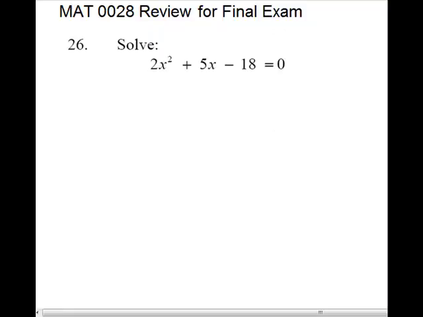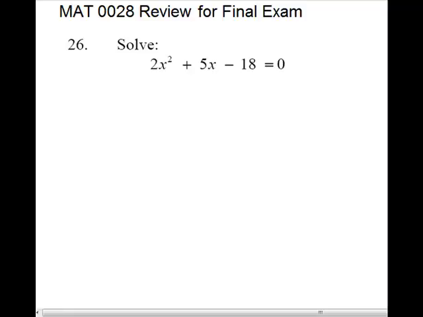Problem 26 is another quadratic equation. It says solve, but the equals would also tell us solve. The exponent of 2 tells us it's a quadratic equation. So we make sure we have a 0 on one side. We need to factor on the other side.